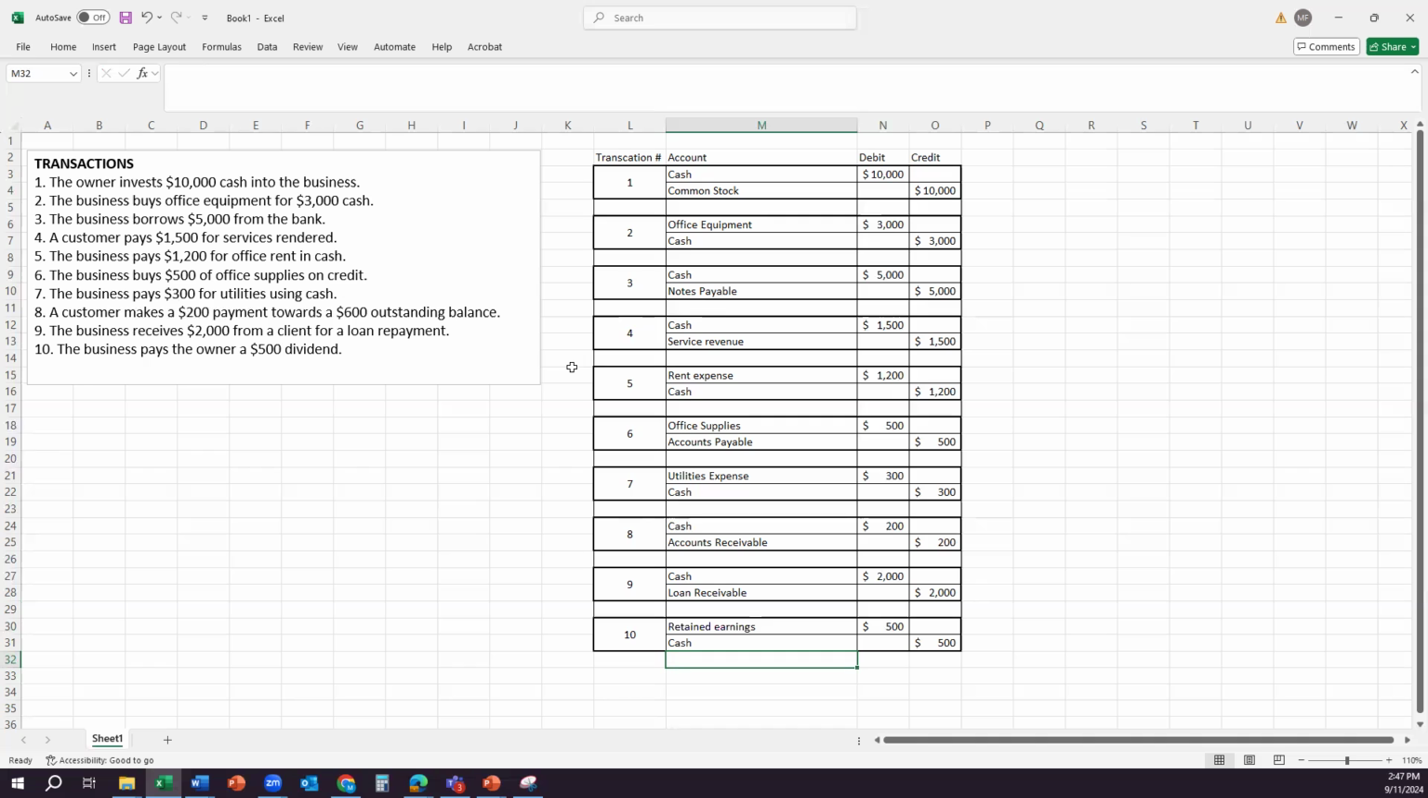So if I have an asset account going up, I know the rule is that I debit that, and then I make the journal entry. That really helps me minimize my mistakes.